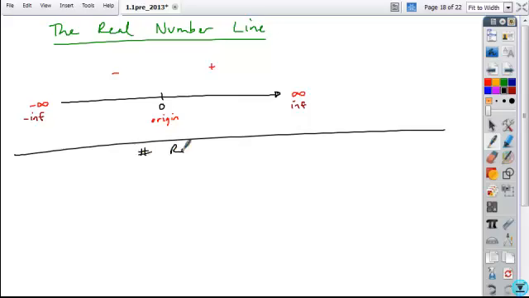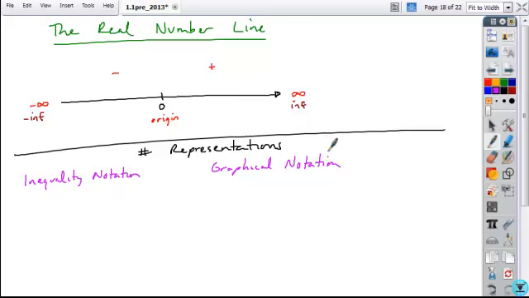Okay, so as far as number representations go, the first two are ones that you guys have probably used before, and that is inequality notation and graphical notation. And so these are the two that you've probably done in algebra. The other one, and it's the one that we will probably use the most often here, so it'll very likely be new to you guys, is called interval notation.